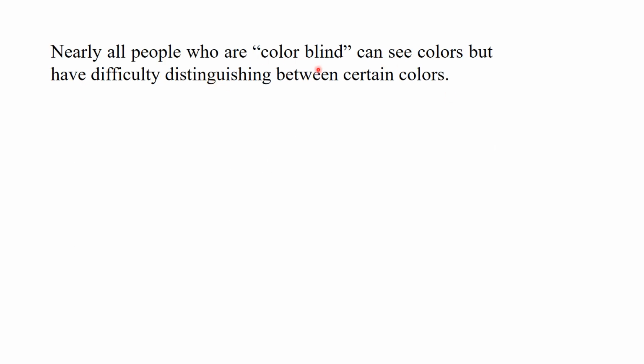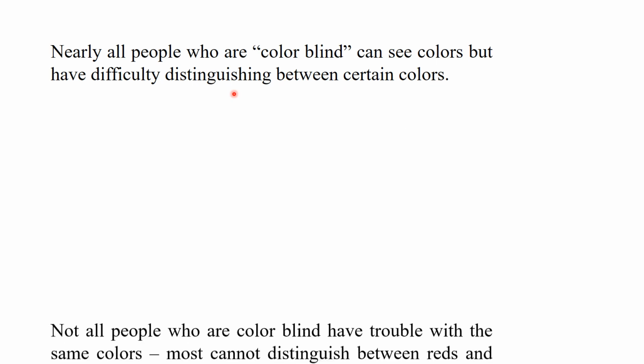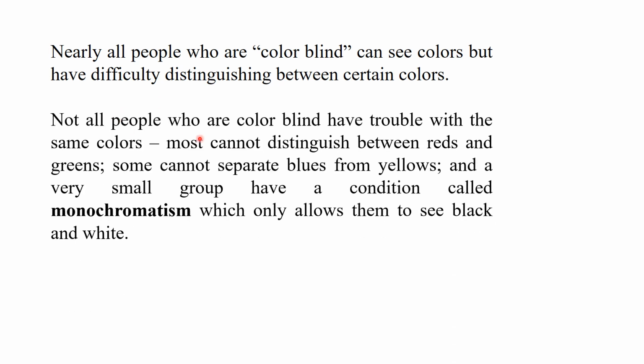Nearly all people who are colorblind can see colors but have difficulty distinguishing between certain colors. कलर का देख सकते हैं लेकिन distinguish करना मुश्किल होता है कलर्स में. Not all people who are colorblind have trouble with the same colors.